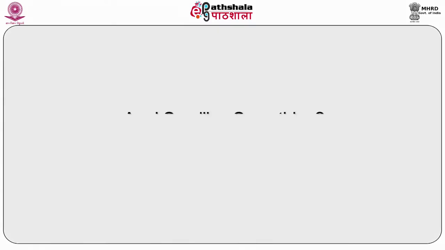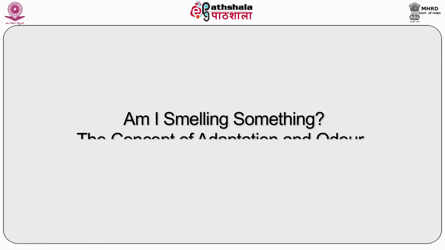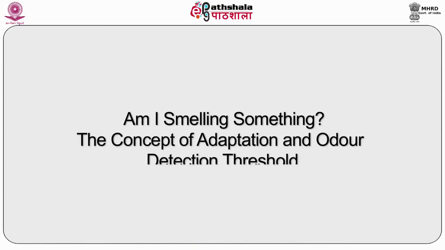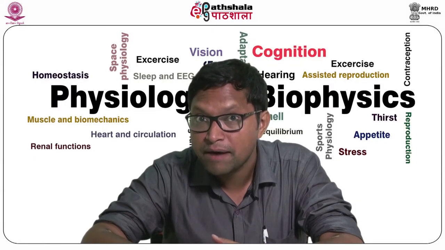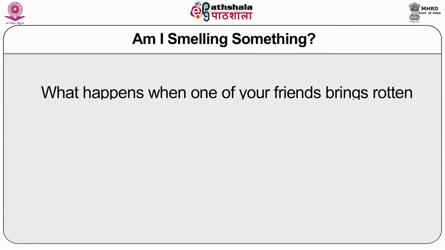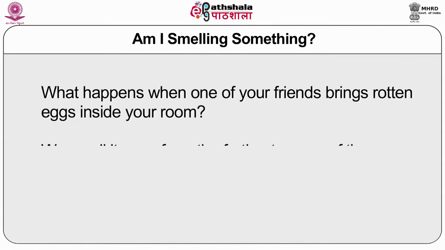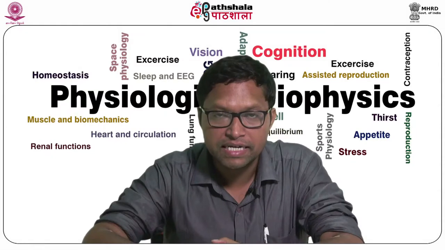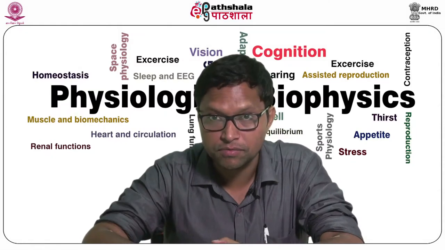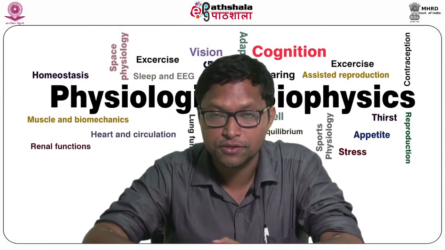Now, am I smelling something? The concept of adaptation and odor detection threshold is going to be taught now. Let's see what happens when one of your friends brings some rotten eggs inside your room. We smell it even from the farthest corner of the room. How does it happen? It's mainly answered by the concept of odor detection threshold.